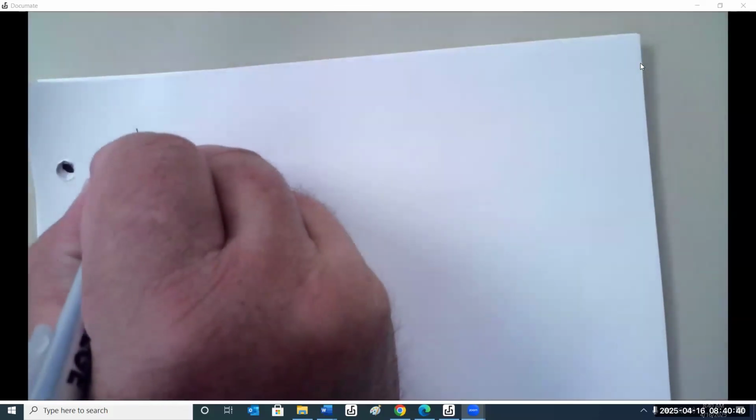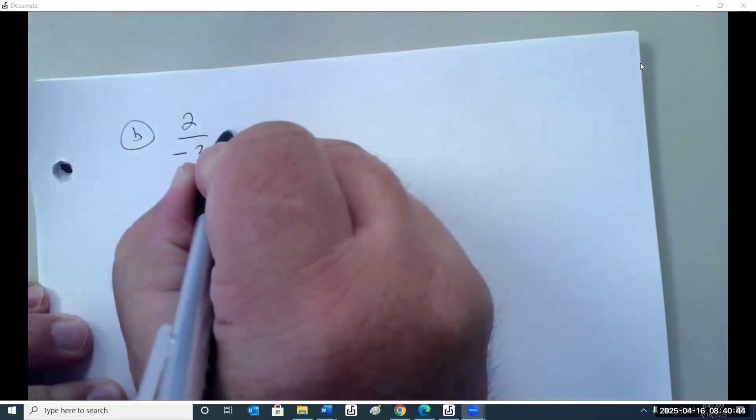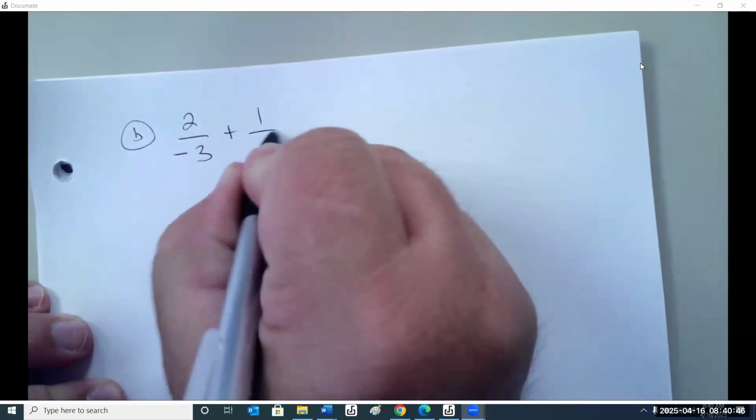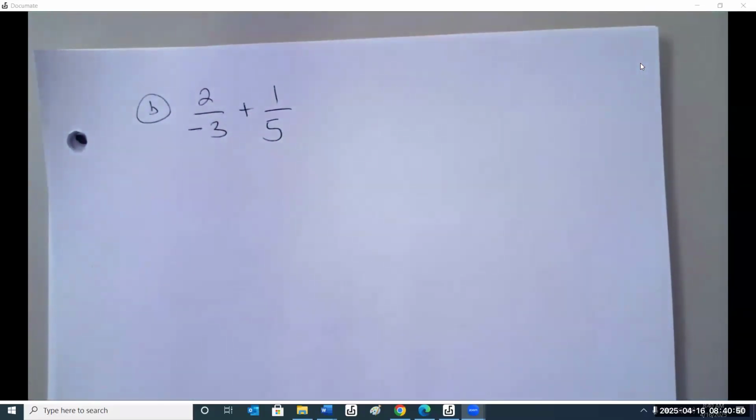All right, another example. Now we have a negative involved. What's the rule about negatives and fractions?